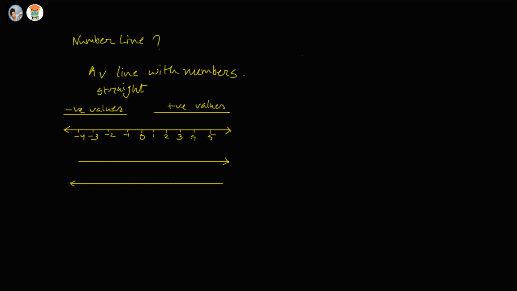So we can say that 3 is smaller than 4, but -3 is bigger than -4. And on a number line, two consecutive numbers are equidistant. What does it mean? It means that the distance between 2 and 3, the distance between 4 and 5, or the distance between -2 and -3, all these distances are equal.